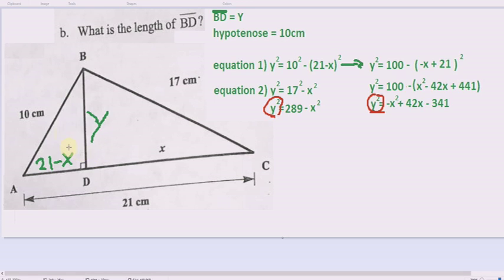So using Pythagorean's theorem, I can create an equation for this triangle here, ABD, where I say y squared is equal to 10 squared minus (21 minus x) squared. And I'm going to rewrite this little part of it because I like to see the x first when I have it in a polynomial like this, even though rewriting it means the x is going to be negative here.